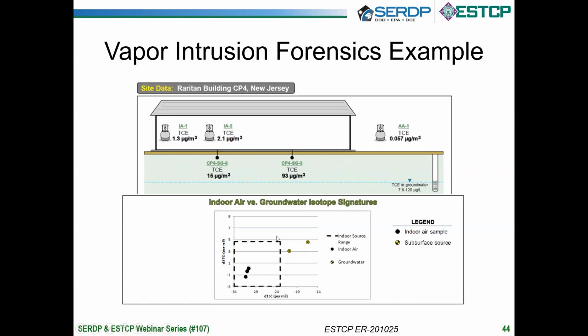And if we go down to our simple legend, what we see is that the indoor air samples group very nicely within the parent range for delta C13 and delta Cl37. And the groundwater samples were out of that range. So the TCE was fractionated. So this is a nice real world example showing that, in fact, this was not a vapor intrusion source from the groundwater. This was an indoor air source of TCE at this site. And I'd encourage you to go look at the final report for ER 201025, and there's a lot more data and a lot more examples in that report.